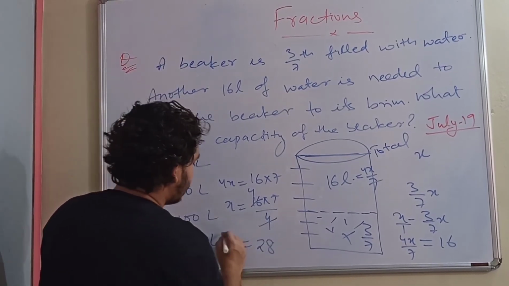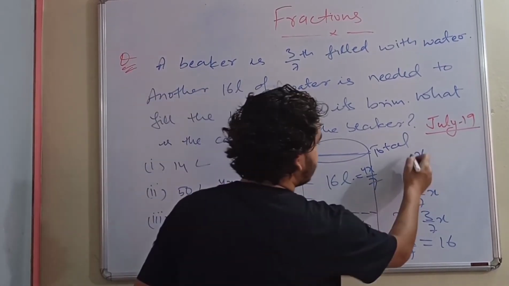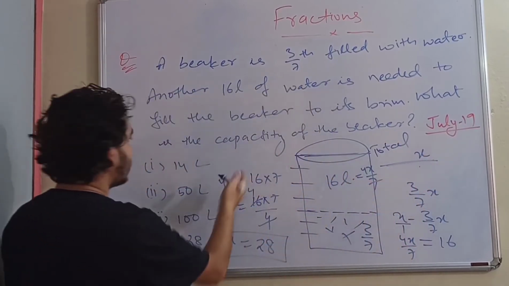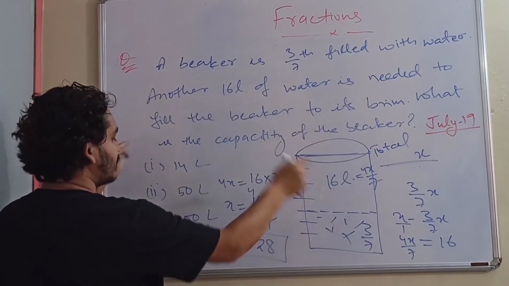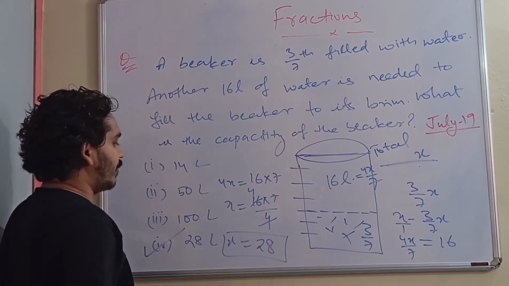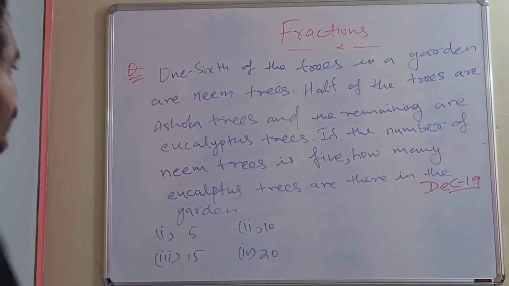So x is what? The total capacity. X is the total capacity. So what is it asking? What is the capacity of the beaker? The total capacity of the beaker is nothing but the answer, 28 liter.